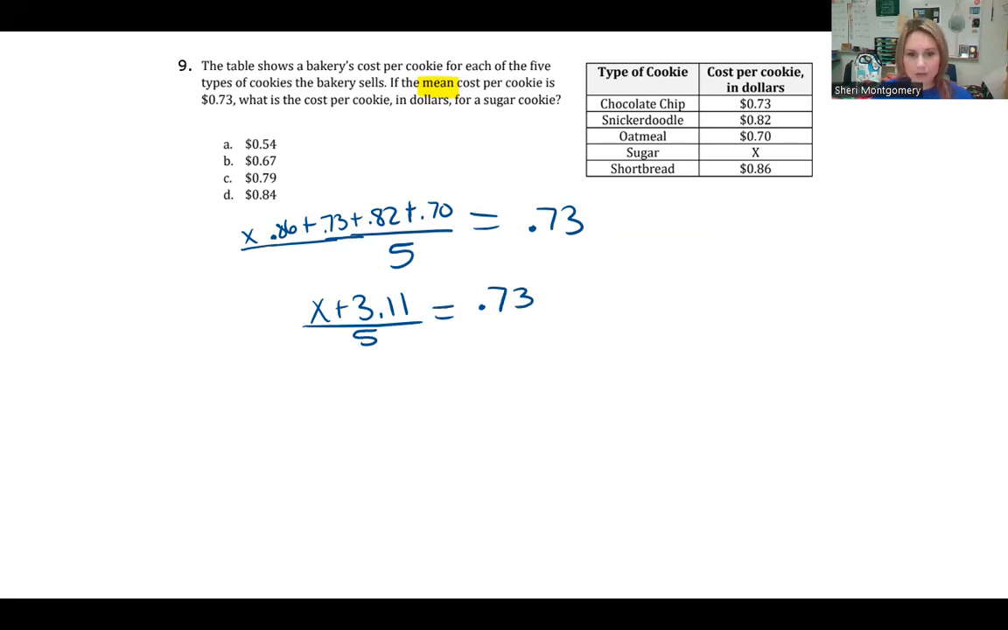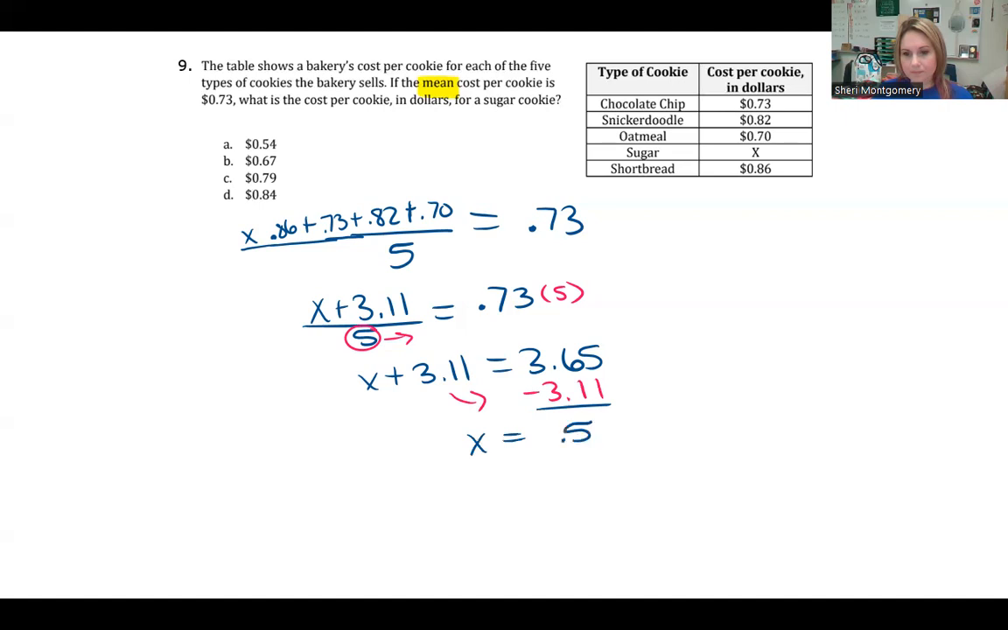We solve these just like we do the others. We're going to have to multiply by 5. We got 365. In our last step, we're going to have to subtract 311. Point what? Did somebody else get 59? 59 cents? Is that one of our answer choices? Yeah, then we probably did it right.